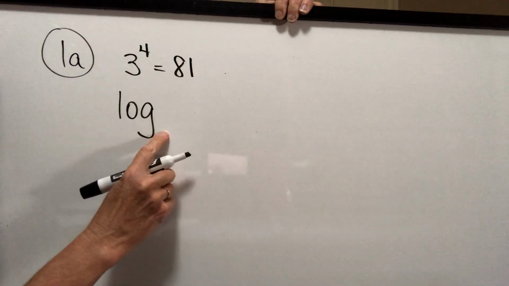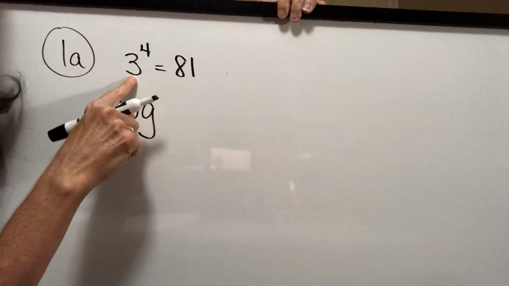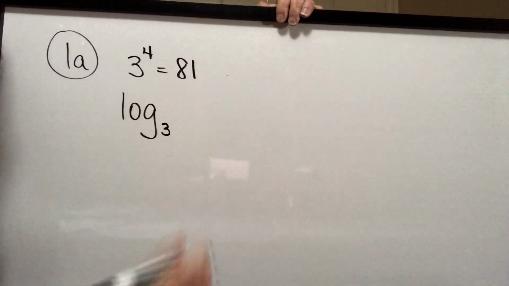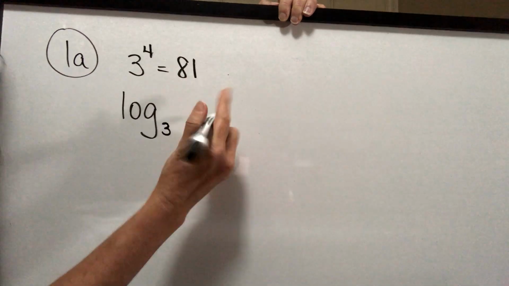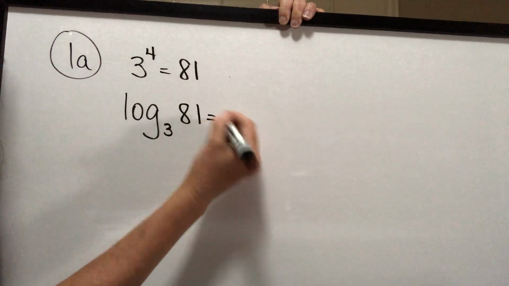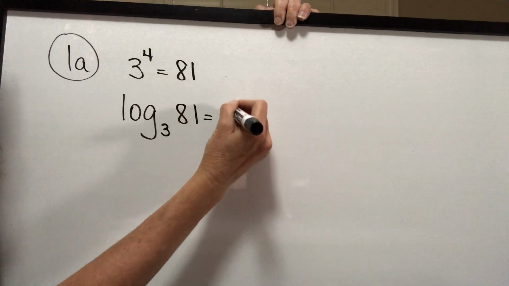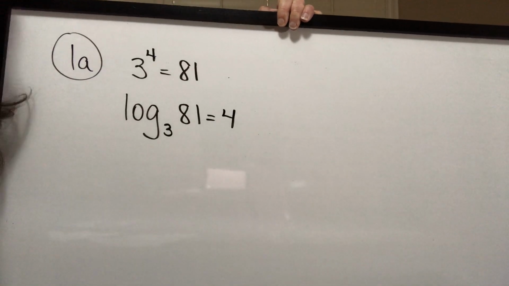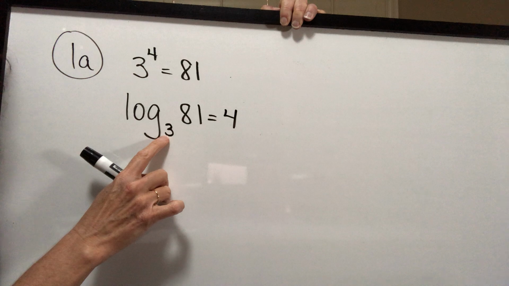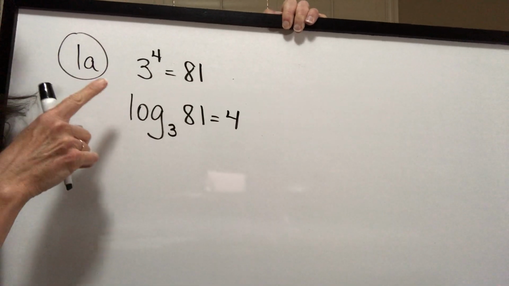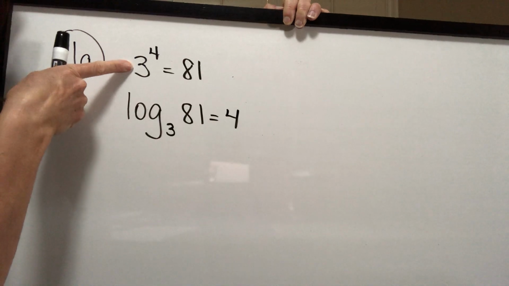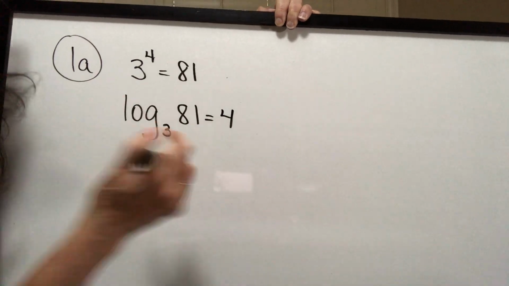The base of the log is going to be the same thing as the base of the exponential function. So it's going to be base 3. The number you're going to take the log of is the 81. And the answer will be the exponent, which is 4. So it looks like that. And when you read this, you say log base 3 of 81 equals 4. So these mean the same thing, but this is called exponential form, and this is called logarithmic form.